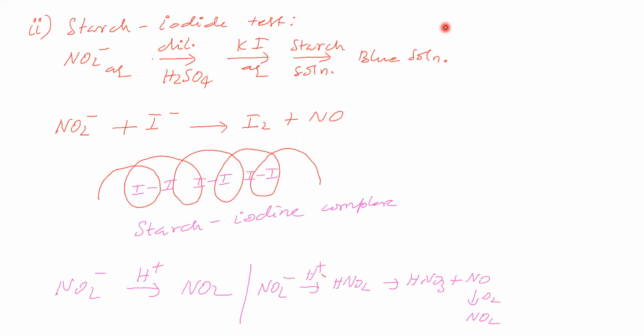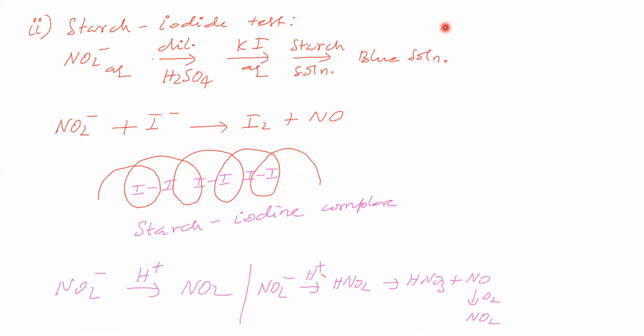But this nitrous acid should be prepared and should be used immediately because it is unstable. Why? Because it goes for disproportionation. Therefore, only we are getting NO2 gas. So, to the nitrite, if you add acid, we will get NO2 gas.